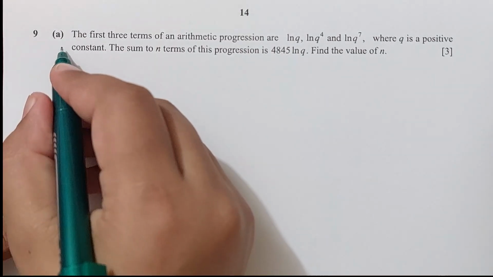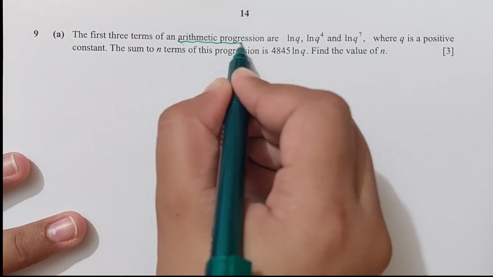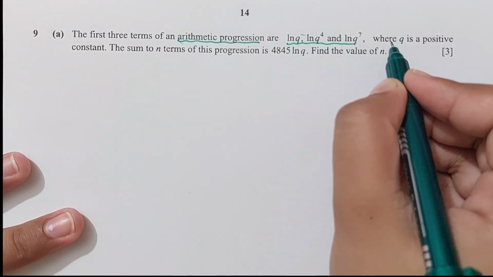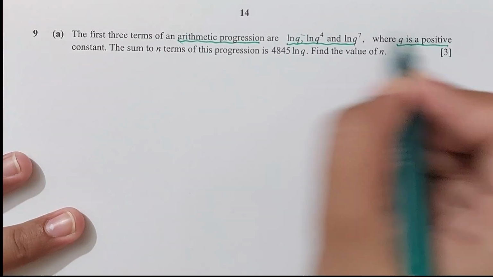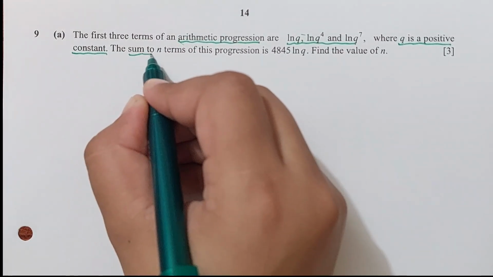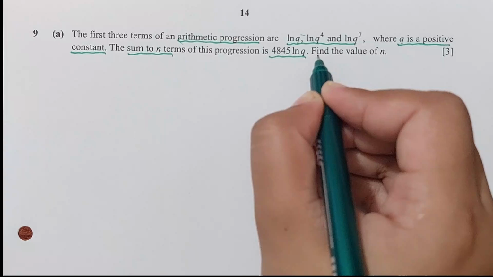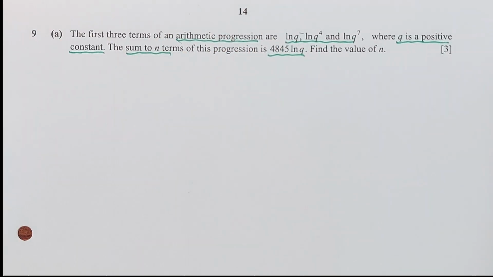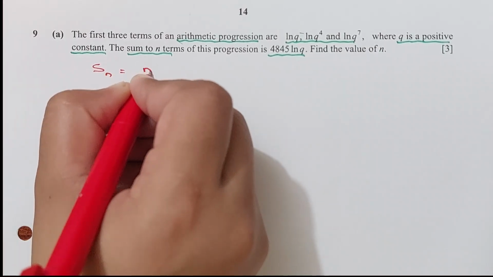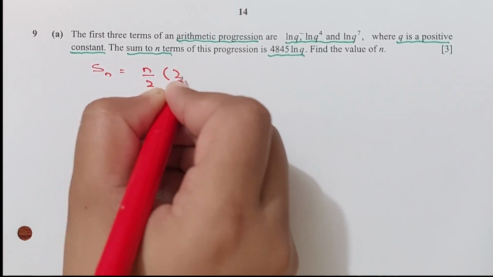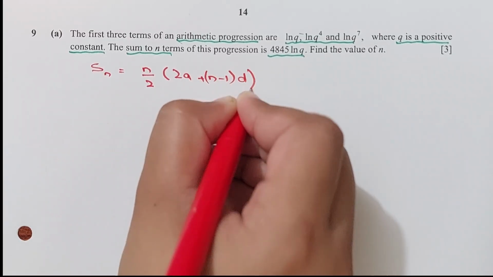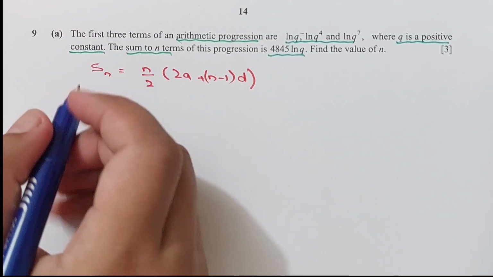Question number 9, part A. The first three terms of an arithmetic progression are ln q to the power 4, ln q to the power 7, where q is a positive constant. The sum of n terms of this progression, Sn, is equal to this much. Find the value of n. So we are given Sn. For an arithmetic progression, Sn has a formula, which is n by 2 into 2a plus (n minus 1) into d.